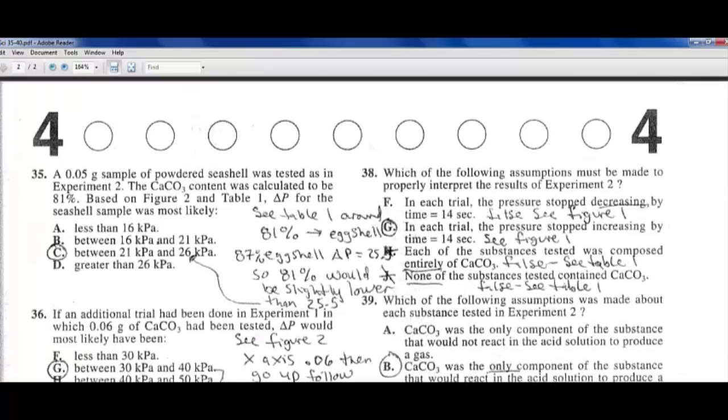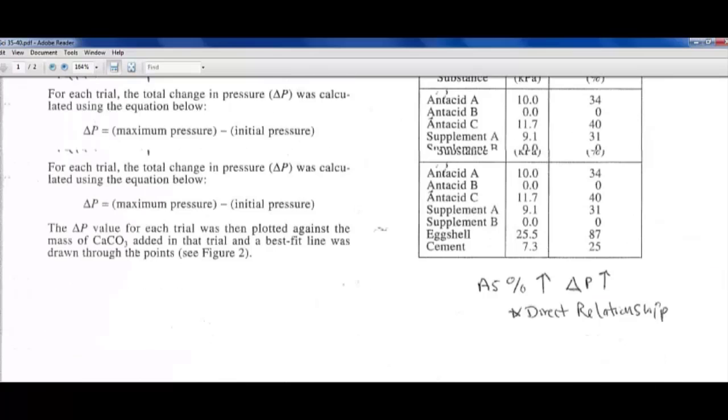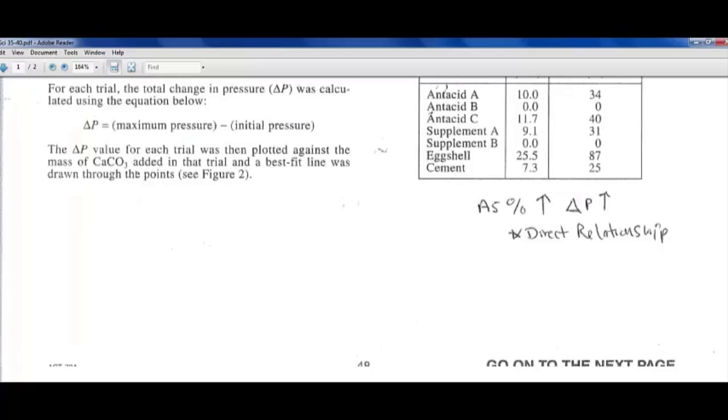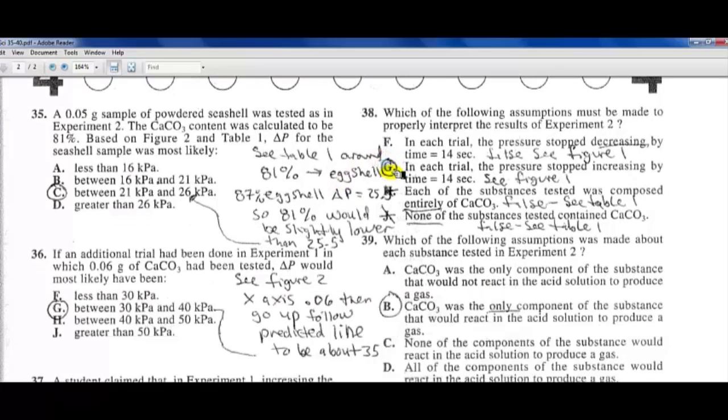If you look at the next answer choice, J, it says none of the substances tested contained CaCO3. Once again, Table 1, that is false because the whole experiment is testing CaCO3. From Table 1, you see there's a percentage there. The only answer choice that makes sense to us here is answer choice G.